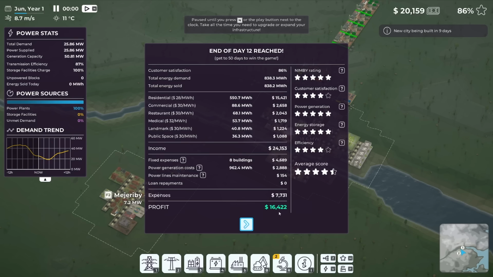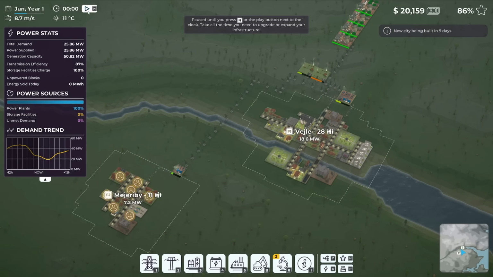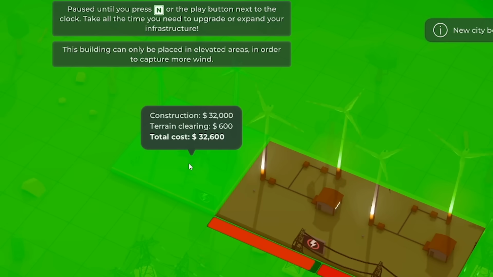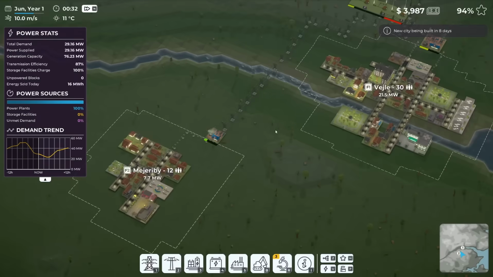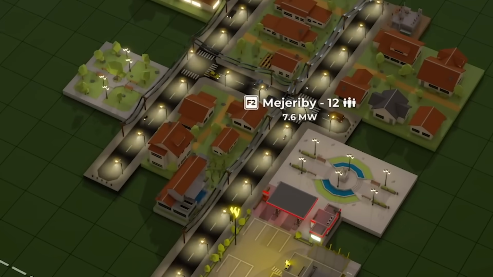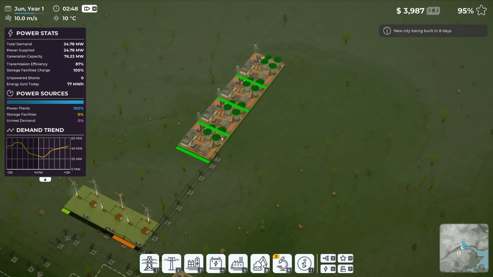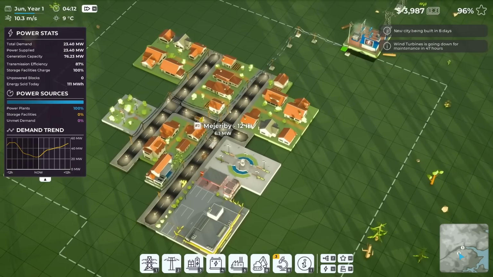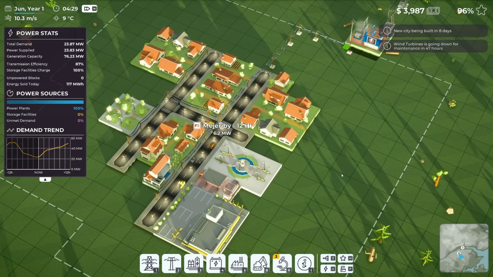We made 16 grand though, so if we fast forward another day, there we go. We have enough money to build another wind turbine. So let's shove this there, and we'll see, does this make these happy? Yes, it does. All right, so I think basically what happened, the batteries were being used to meet the demand, but the output was too slow, meaning not enough electricity was getting down here, but now they're fine.